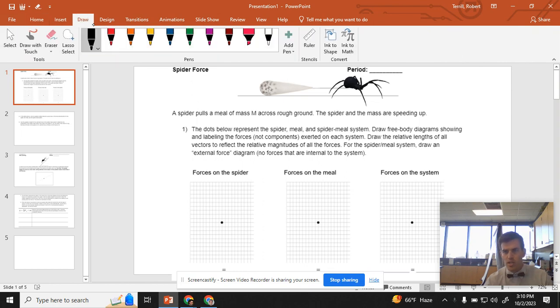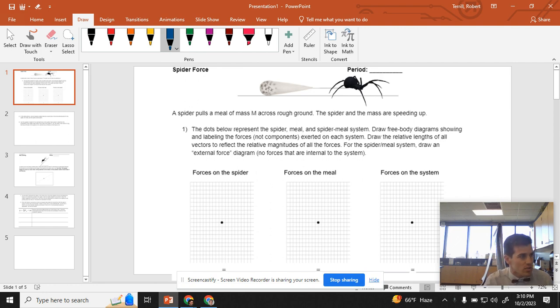All right, homework four, whatever it's called. This is the Spider Force. And we're being asked to first draw some free body diagrams. And I'm gonna see if I can be fancy and color code these a little bit. Let's start with the force of gravity because that's always our easiest one.